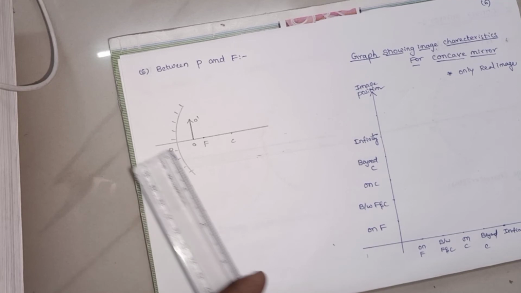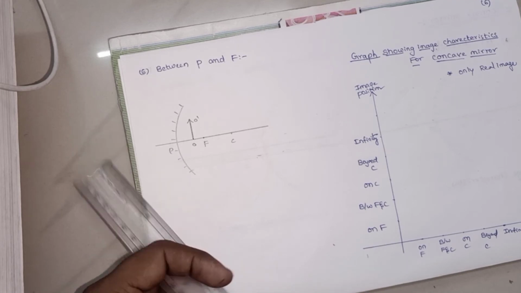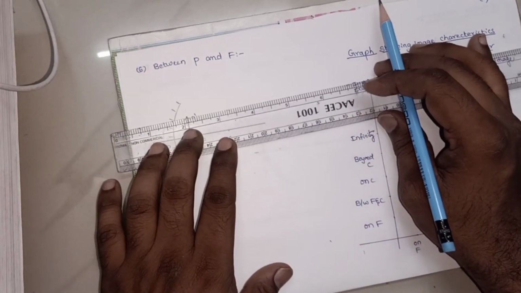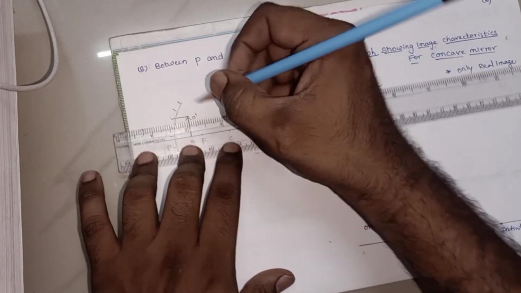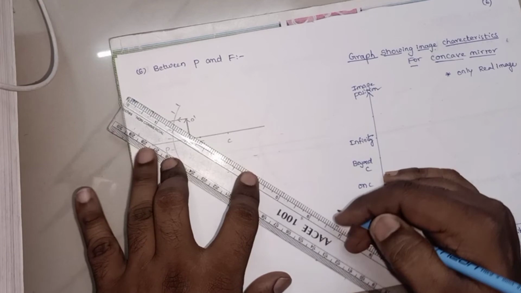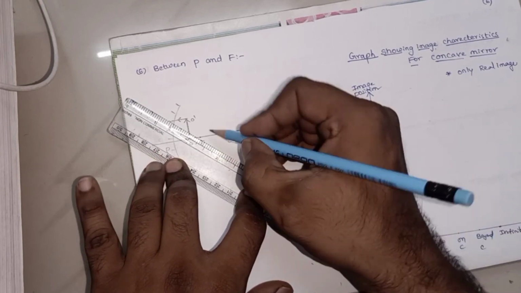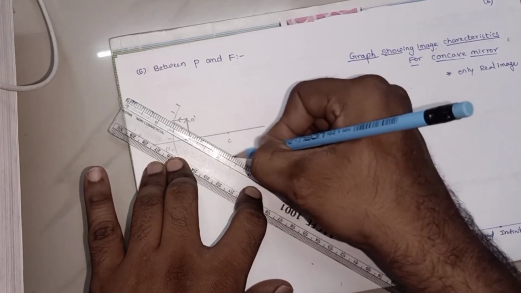sorry, virtual image you will get. So you need to get the diverging rays. That thing you need to show in the ray diagram. So first what will you do? First I will take the incident ray which is passing parallel to the principal axis. Then after reflection it will pass through focus.